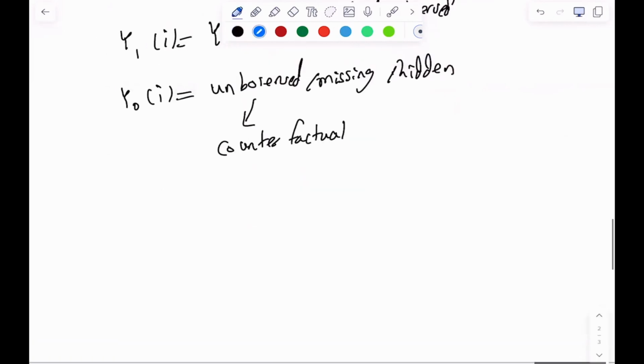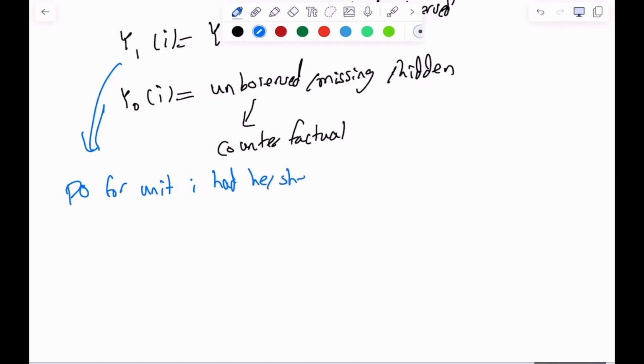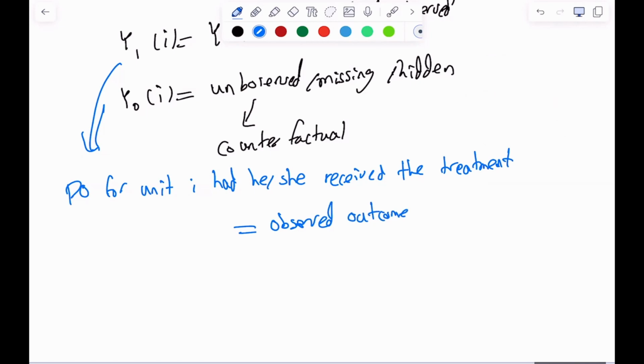So I can write it down here just to make sure you have it. Potential outcome for unit I, he or she received the treatment, is equal to observed outcome if unit I actually received it. Super important. The most important thing you need to know. That's the whole idea of a potential outcome, counterfactual, and factual.